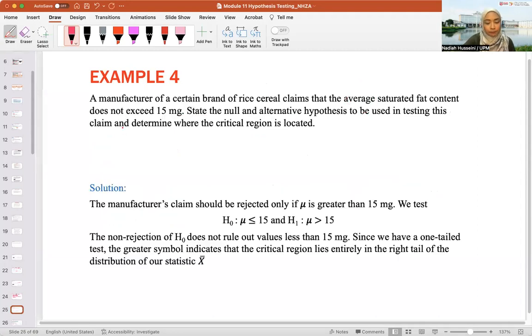Okay, so let's look at that. So here, the manufacturer's claim should be rejected. It does not exceed. So they're saying does not exceed is equal to 15. Doctor, can "does not exceed" mean can equal, right? That's what I was confused about. Does not exceed can be equal to 15.